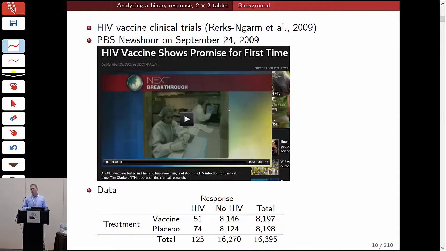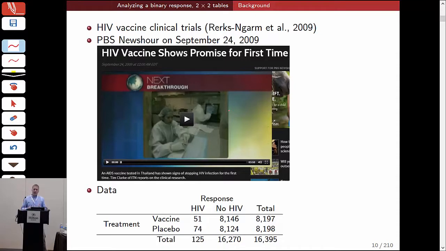Another more recent example deals with HIV vaccine clinical trials. So you may remember hearing about a few years ago the first clinical trial where it was shown that a vaccine had some effect in preventing HIV infection. This made national news. It was all over the place.